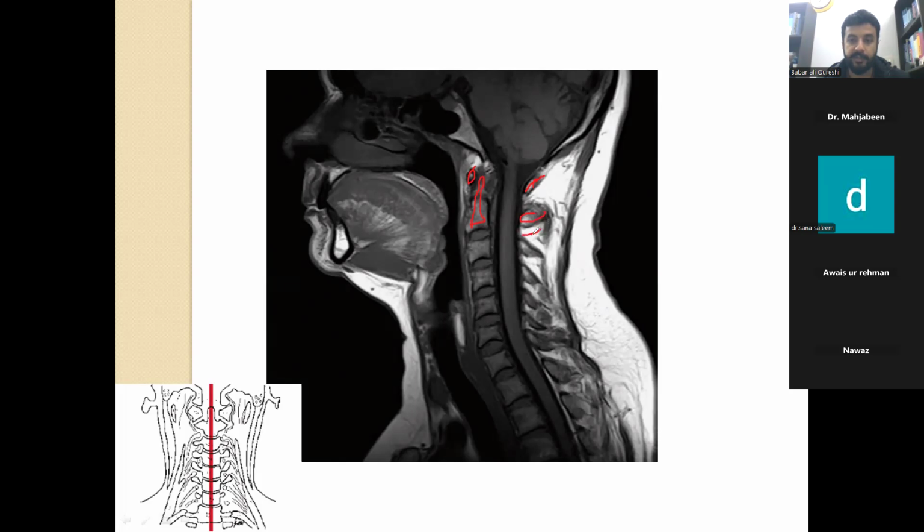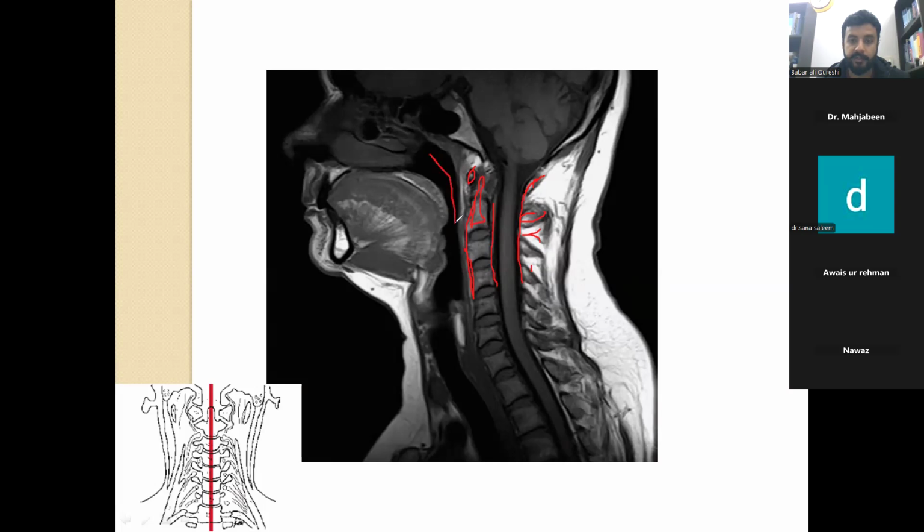In between them, we can see a ligament here, that is the interspinatus ligament. Just anterior to it would be the ligamentum flavum, not very clearly seen here, but we'll see it in the axial cut. This ligament here, which can clearly be seen, is the posterior longitudinal ligament. Anterior to the vertebral bodies, this one here is the anterior longitudinal ligament.